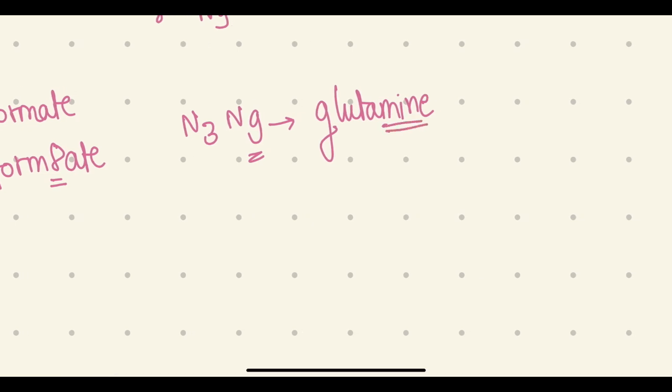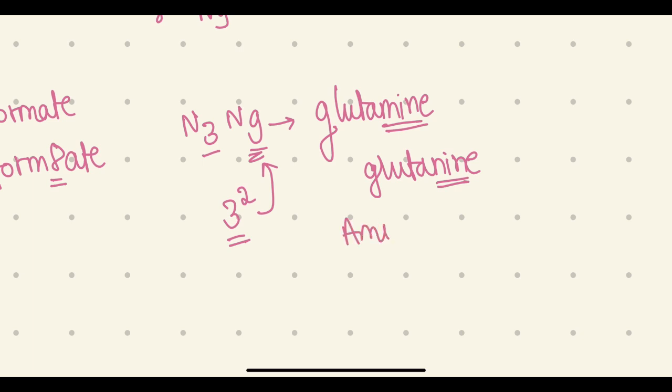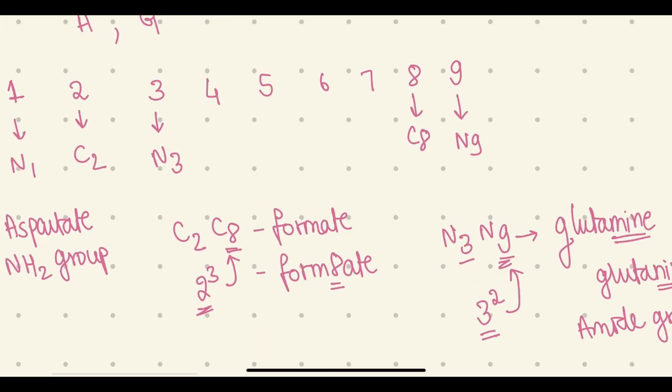You can also remember with glutamine, so you don't get confused with another G which I'll be telling you in a while. So 3 square is 9. So you just remember 3 and 9 come from the amide group. 3 and 9 come from the amide group of glutamine. So N3 and N9 are from glutamine.